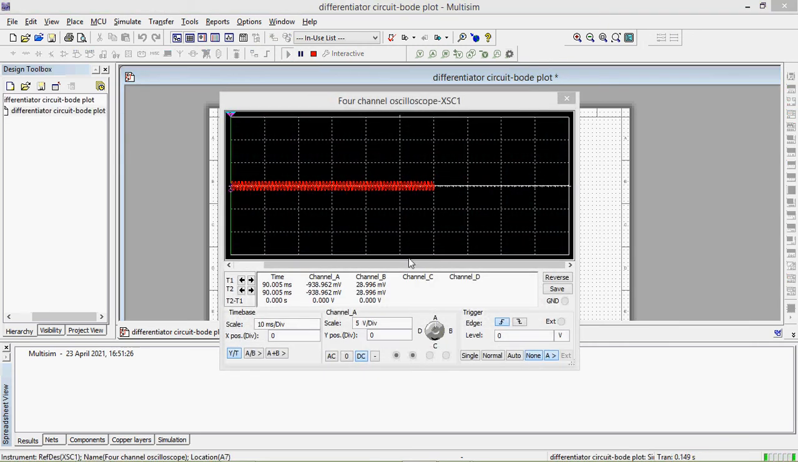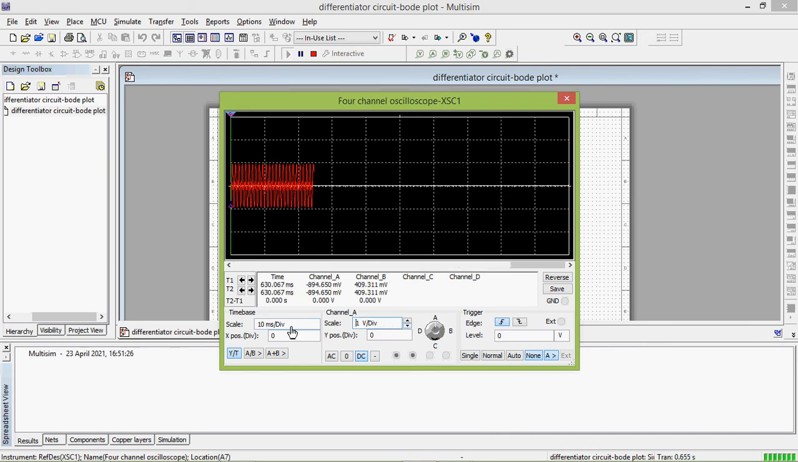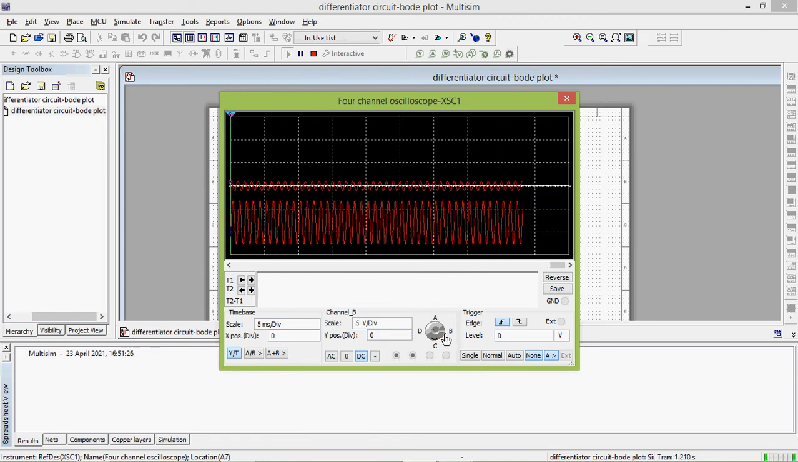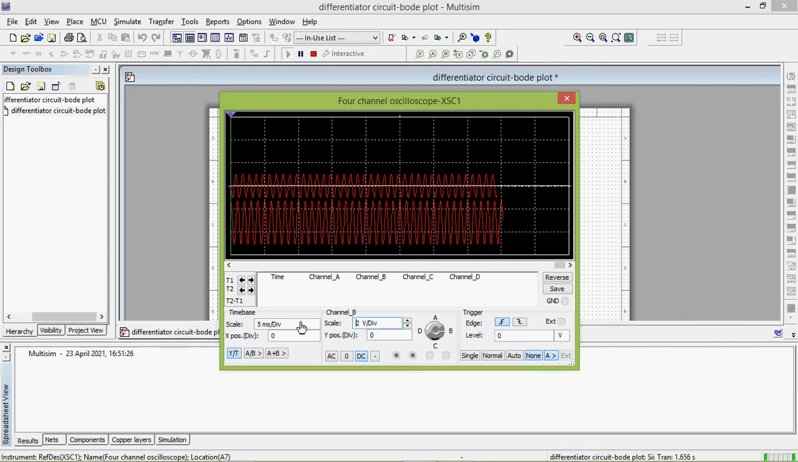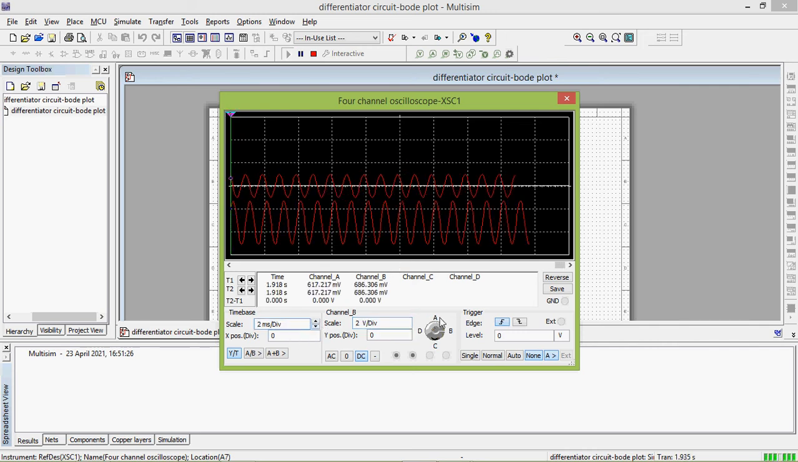So we have got the output signal. You vary the scale so that you can see it bigger in size. You move the position. And in channel B, you click channel B. Here also you vary your scale division.